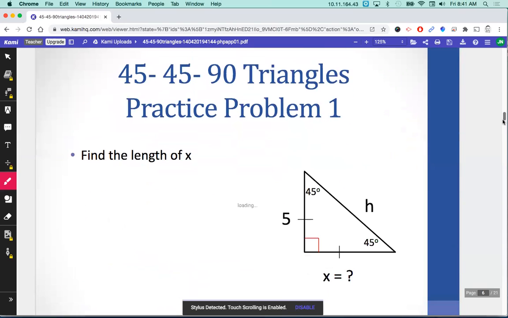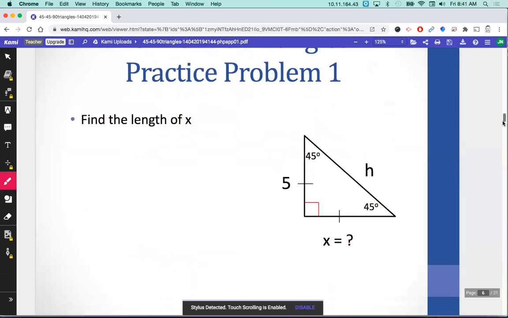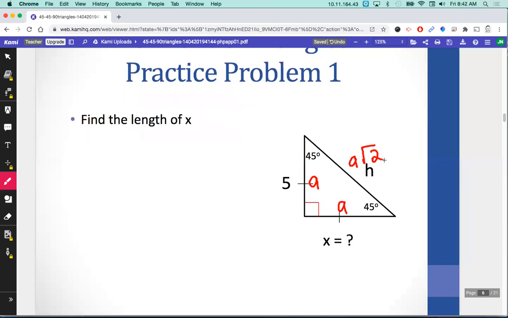All right. So here's practice problem 1. It says find the length of X. So we're trying to find this length. Now I'm going to write down my A, A, A radical 2. Okay. I know that that's the ratio we're going to use. So I look and see where's my number that we're given. What's the length? It's this one. So I know A is going to equal 5.